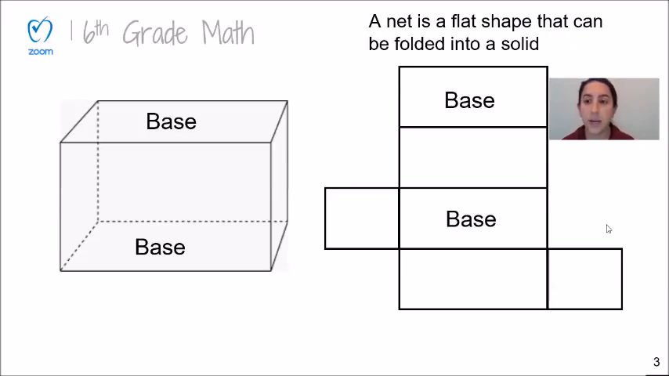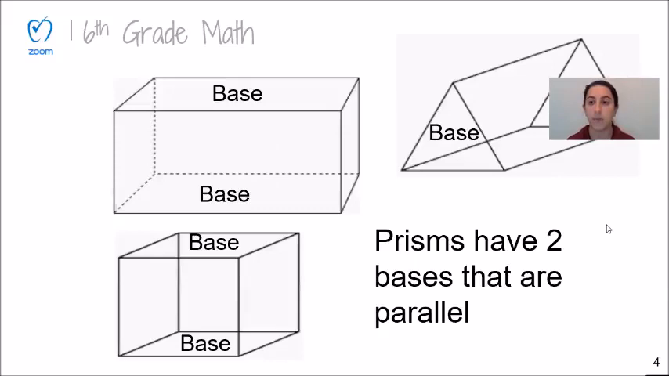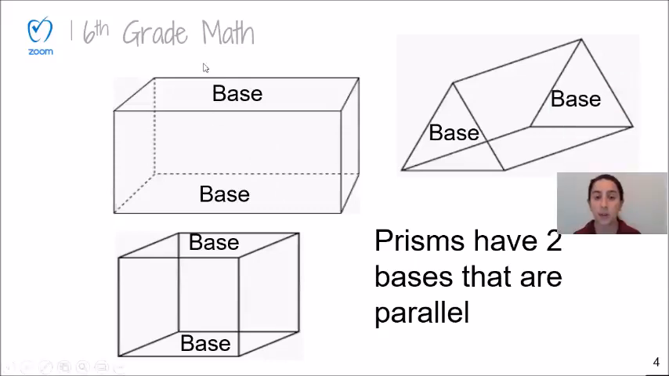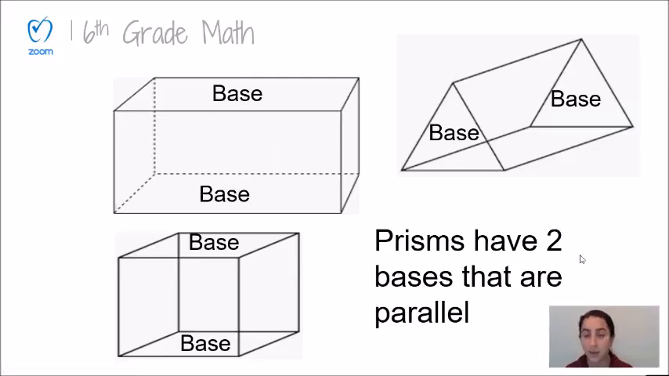As I said, this is a rectangular prism because it has 2 bases. Anytime we see the word prism to classify a shape, we know that it has 2 parallel bases. Here are some more examples of prisms. As you can see here, we have our rectangular prism with our 2 parallel bases. This is a cube where all of the faces are actually square, and we see our 2 parallel bases. And over in the top right corner, you can see a triangular prism. This has 2 parallel bases that are triangles. That's why it's called a triangular prism.